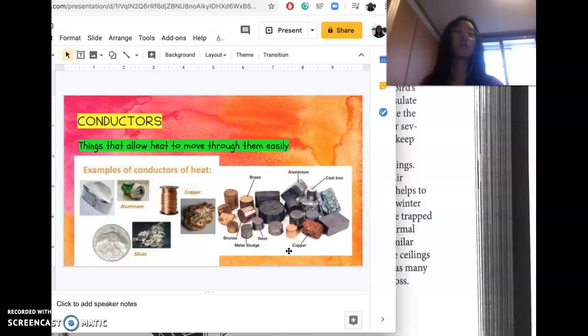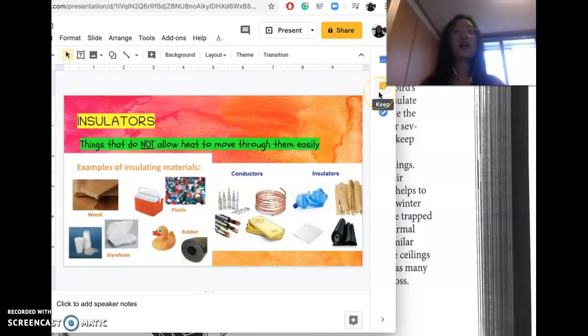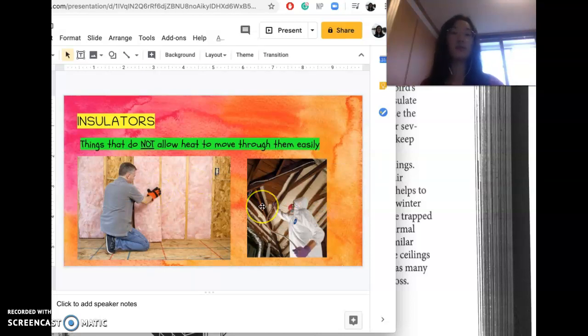The opposite would be the insulators. So these guys, they don't allow heat to move through them easily. So the good news is that you probably have insulated homes. So your walls, or if you had people come in to insulate your walls and your ceilings to make sure that the heat stays inside.